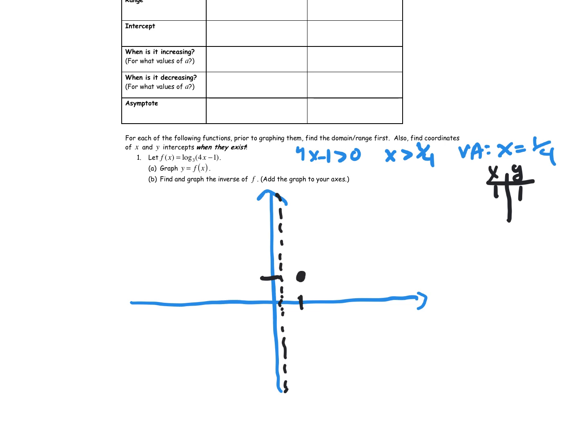Let's see if we plug in a half. That means I'm doing log base 3 of 2 minus 1, or log base 3 of 1, which is 0. Okay, so 1/2, 0. And let's see if there's anything else that I can do or estimate. Maybe let's put in 3. If I put in 3, I've got log base 3 of 11, which is between 2 and 3, but closer to 2.